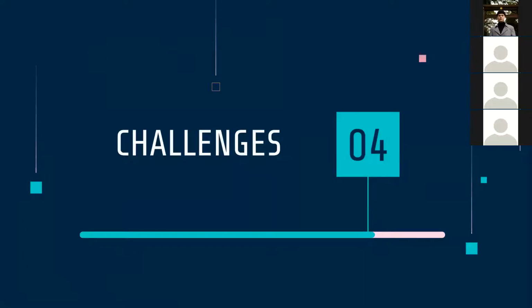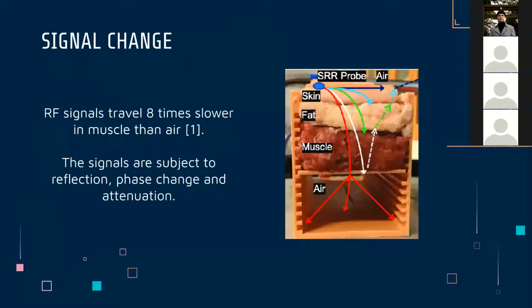Now onto the challenges. One of the challenges faced by deep tissue backscatter devices is signal changes such as reflection, deflection, phase change, and attenuation. Here, the signal changes are caused by the fact that radio frequency signals travel 8 times slower in muscle than in air. A technique has been developed to address this issue, which is called ReMix, and Sammy is going to discuss it in more detail later.